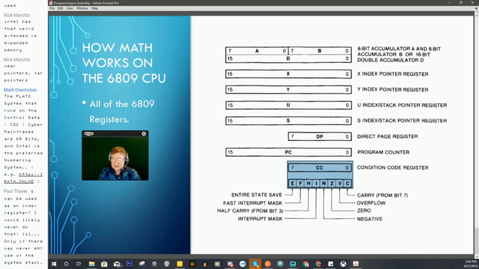So, and some other information about interrupts, and did the entire state of the machine get saved? These are definitely features that we will cover in a later lesson. And as I recall, that's the final slide. Yes, it is.